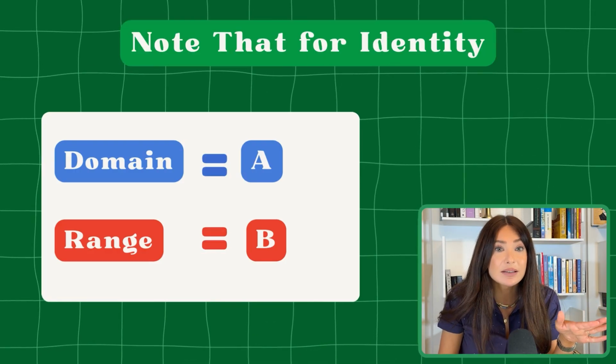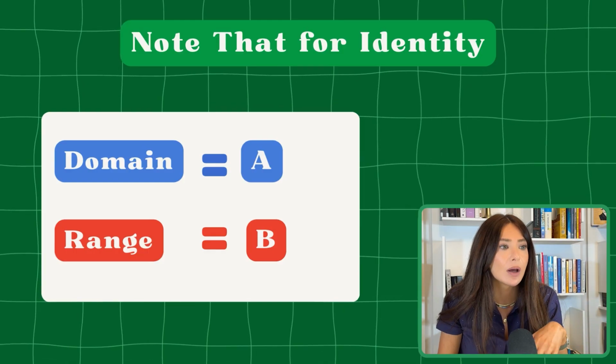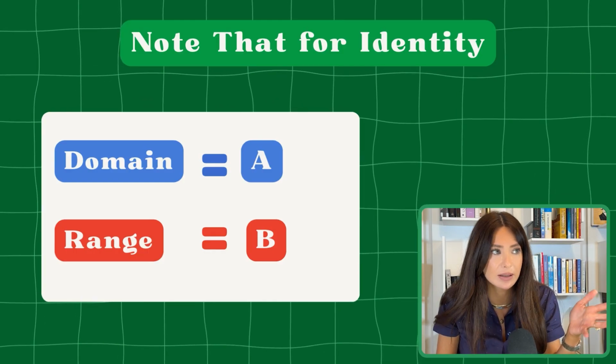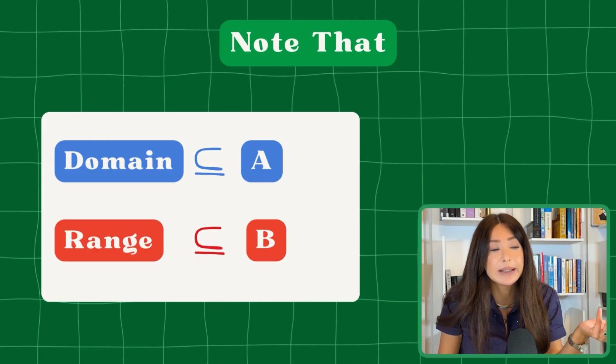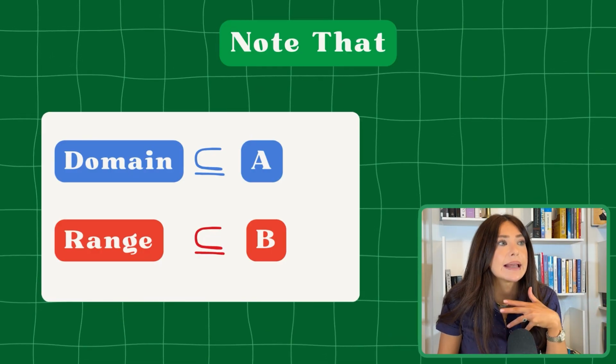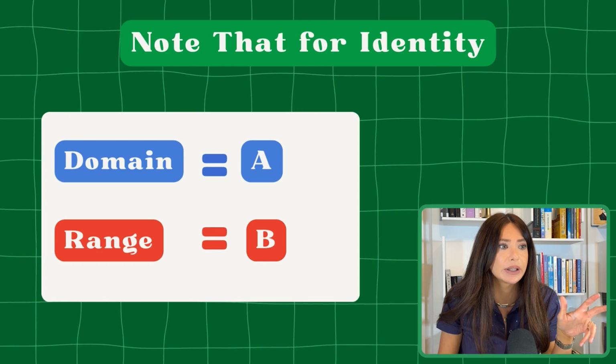It always is for the identity relation. It must be. Also, it could be other relations like that. And the range is also a subset of B, and it could be the entire B for some relations, and it must be the case for the identity relation.